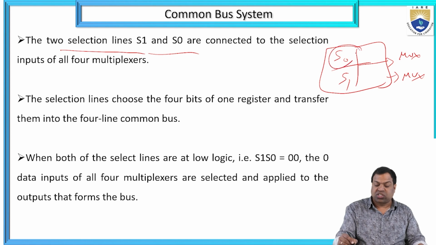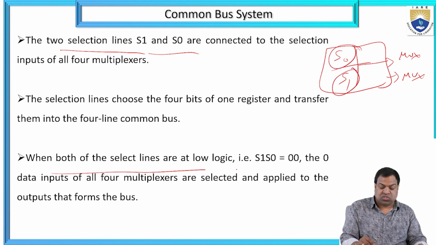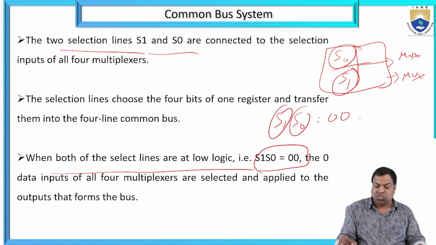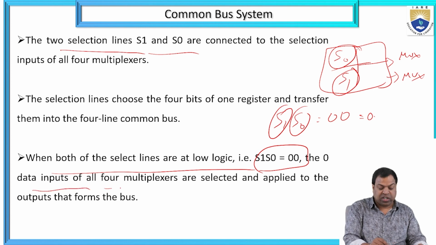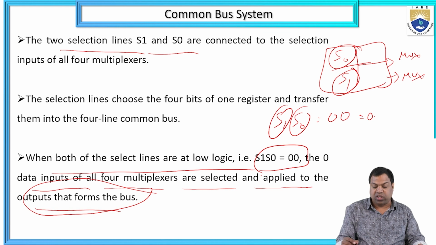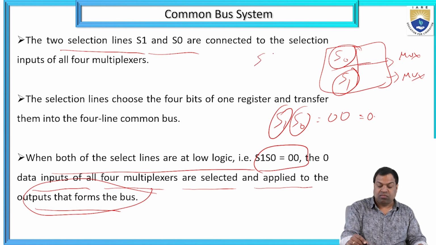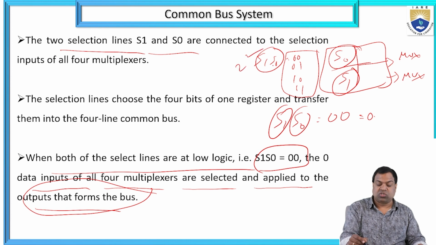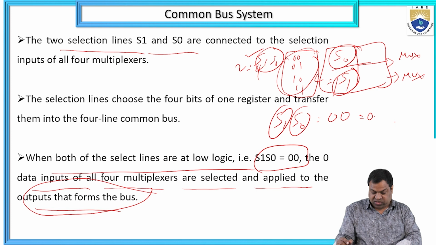So each selection line, S0 and S1. If I am taking S0 equal to 0, S1 equal to 0, that means 0, 0. The 0 data of inputs of the 4 multiplexers are selected at the output, that forms the bus. The combinations are 0, 0, 0, 1, 1, 0, 1, 1. How many selection lines are there? Now 2 selection lines are there. Why? Because 2 square equal to 4. Only one output, like this.